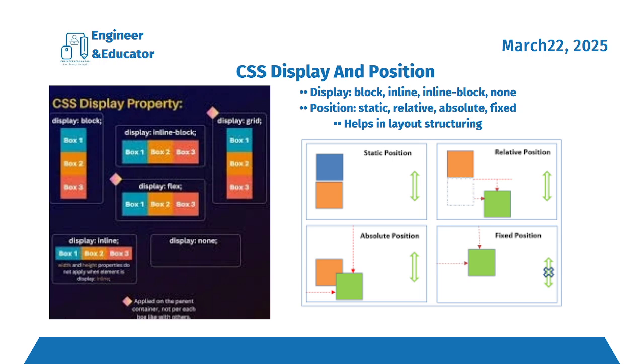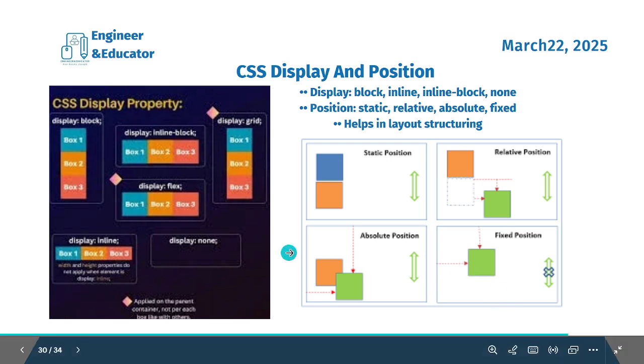Welcome back to the second part of our CSS or Cascading Style Sheets classes. So, here we will be starting with the CSS display and position. It will help us to layout, helps in structuring or giving a layout to our web page. There are display properties. There are four, as you can see here in the slide: block, inline, inline block, and none.